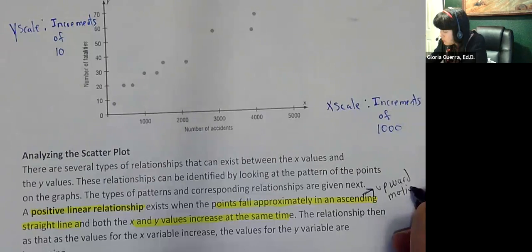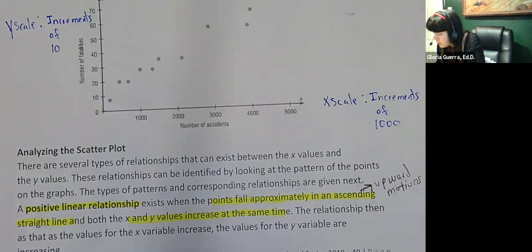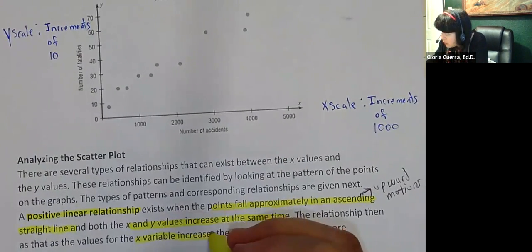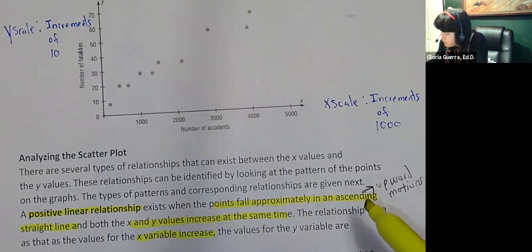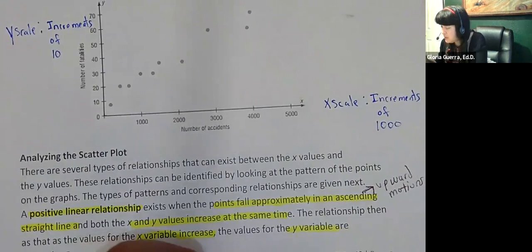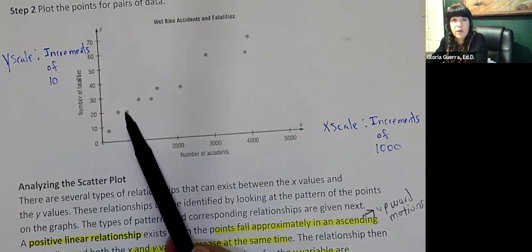Like if you're walking upstairs. The relationship then is that as the values for the x variables increase, the values for the y variables are increasing. So as x increases, the y values increase.